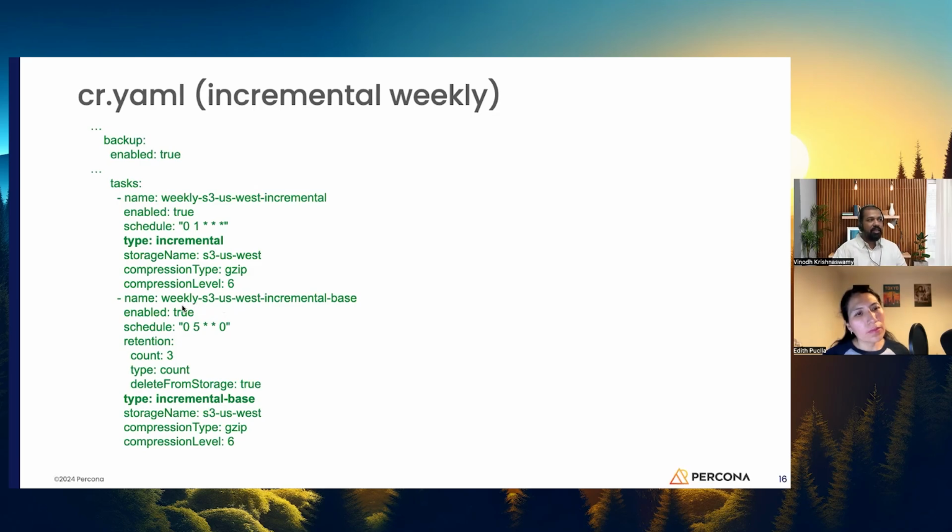we are taking weekly base backups and daily incremental backups. So you can see here that 0 mentions the starting day of the week, and the star mentions daily incremental backups at 1 a.m.